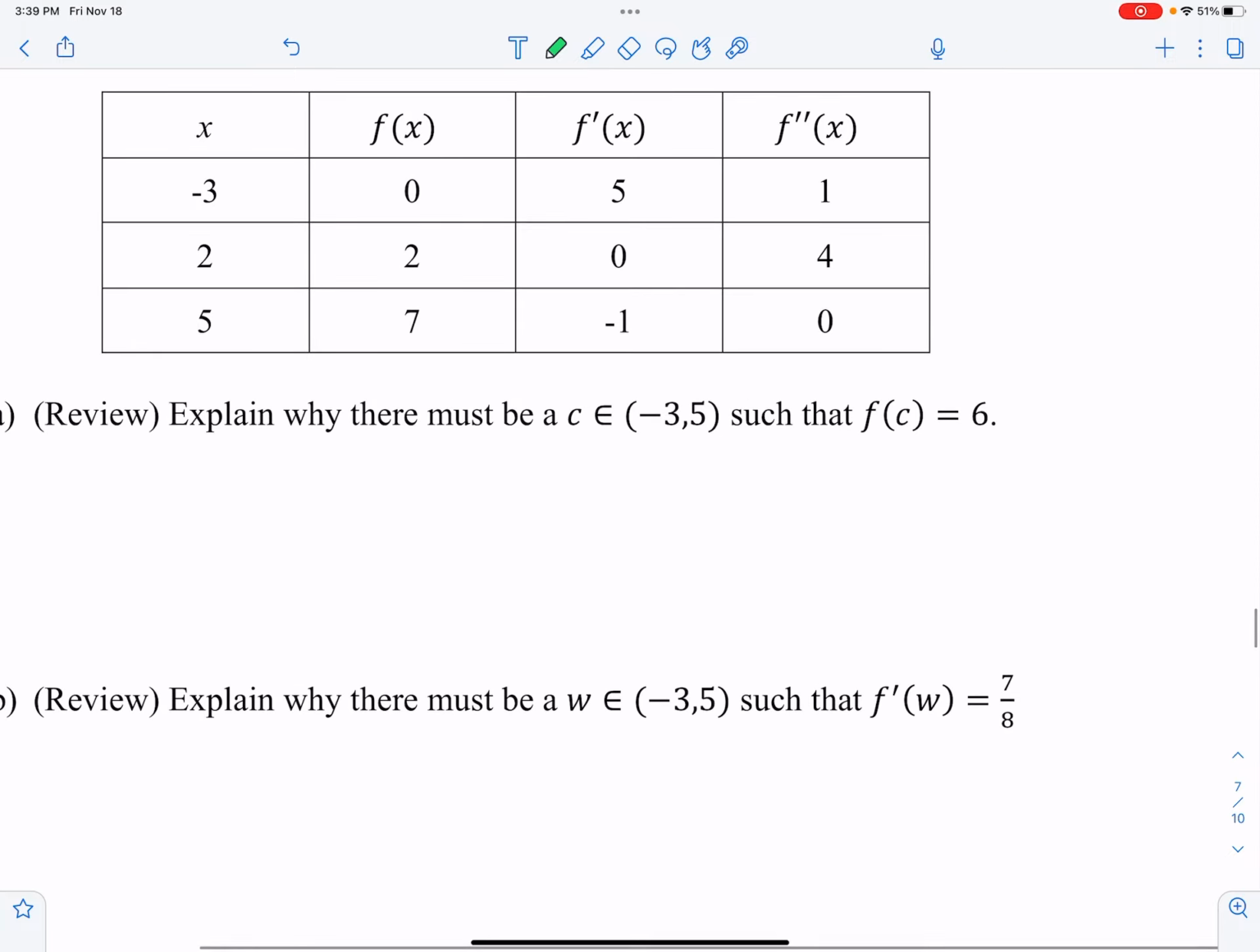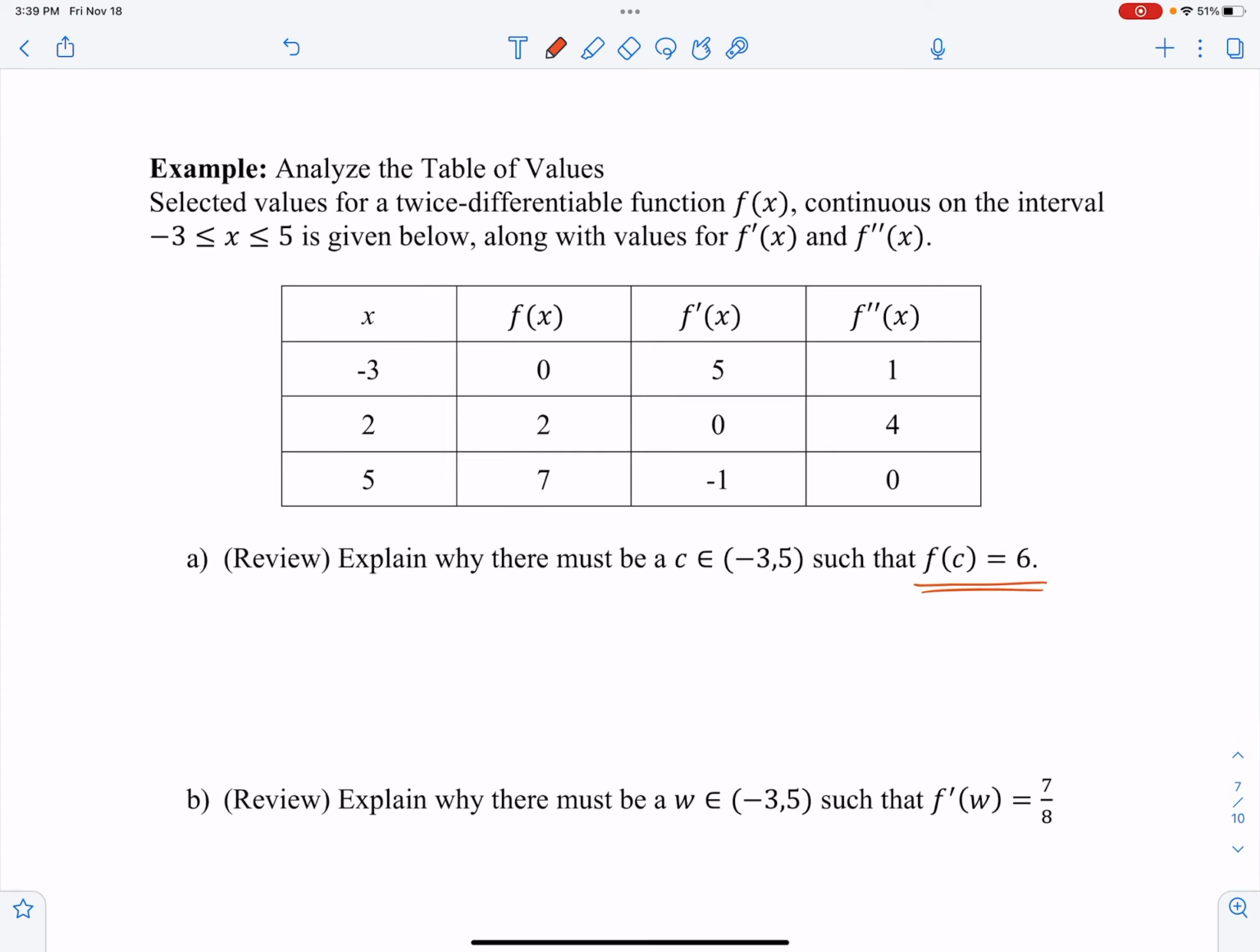from previous sections. So explain why there must be a c on the open interval from -3 to 5 such that f of c is equal to 6. This is asking about the existence of a function value on a closed interval, right? Because we're given the function is defined on a closed interval, and we're given function values at the endpoints of the interval. So we want to guarantee the existence of a function value, which means we need to think intermediate value theorem.